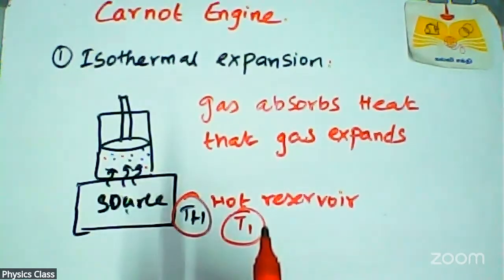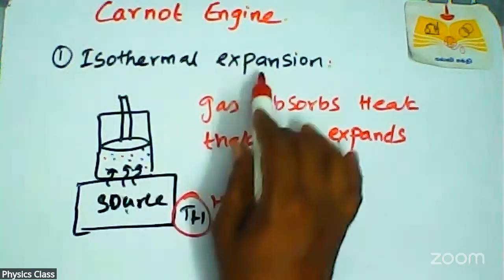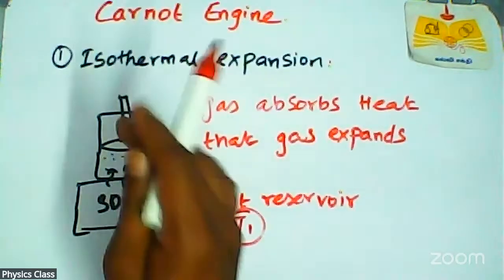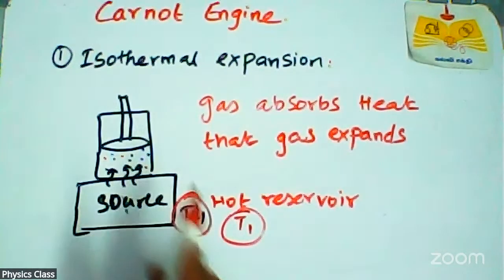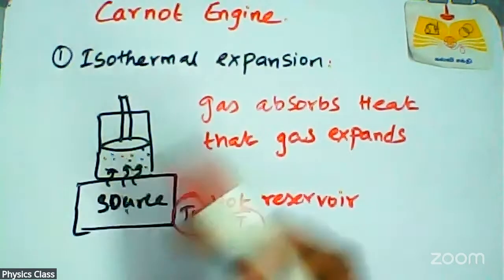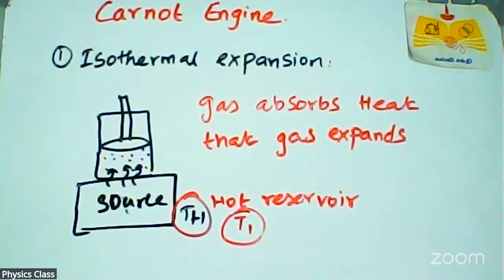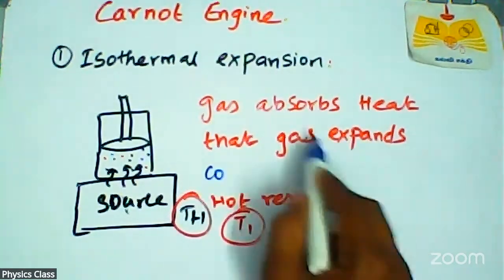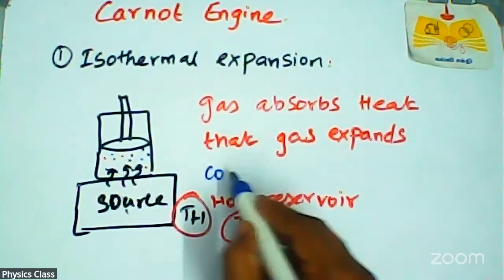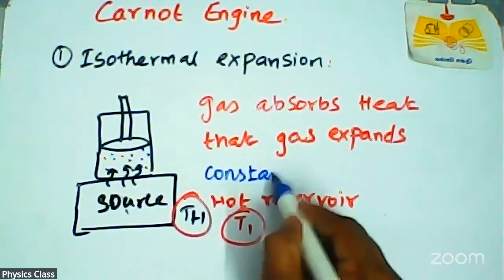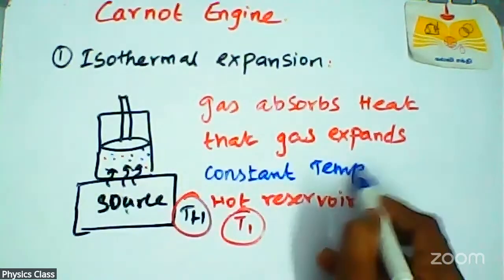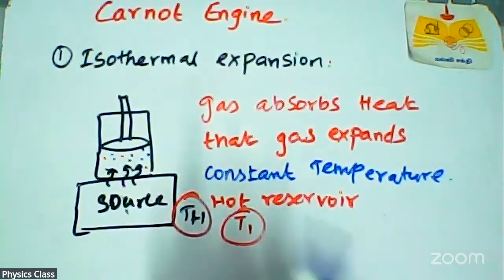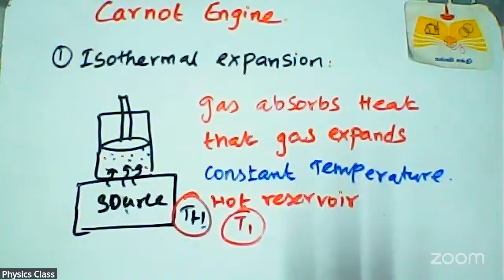So isothermal expansion, you are already familiar with expansion. What does isothermal mean? Isothermal means constant temperature. So this process occurs at a constant temperature, which means the temperature does not change. It is always at TH.